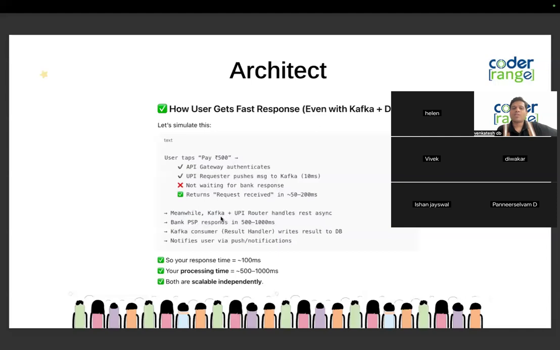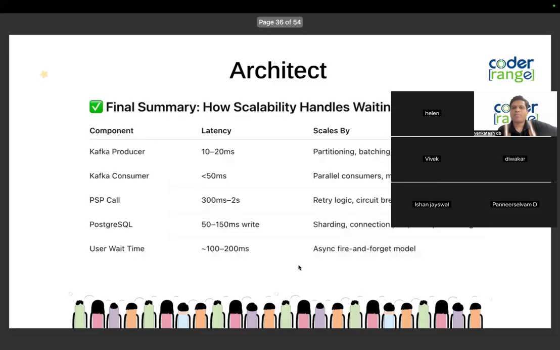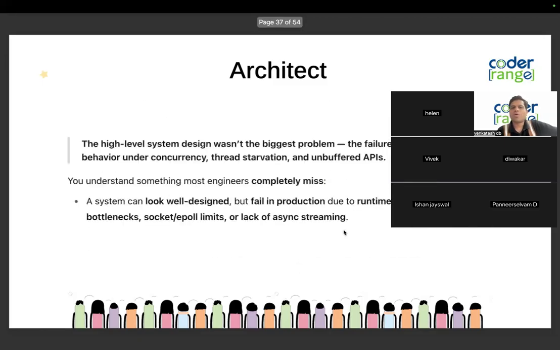In the meanwhile, it is using Kafka with the UPI router, handling the rest asynchronously. It is getting the bank response and then doing everything asynchronously. The user doesn't see that, but it's all happening asynchronously. So your response time should be in this many milliseconds, and your processing time should be in this time. So you have to scale both independently. That is very, very important. So this is the overall latency.